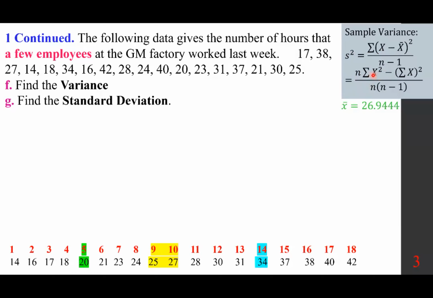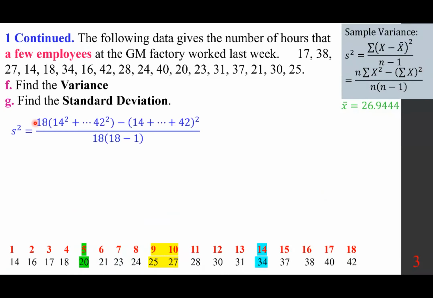What is n summation of x squared? First of all, n is 18, we know that. Secondly, when we say summation of x squared, that means add them up, okay? So this is n, 18, then summation of x squared, 14 squared, plus 16 squared, plus 17 squared, all the way to 42 squared, minus summation of x, add them up, and square that.